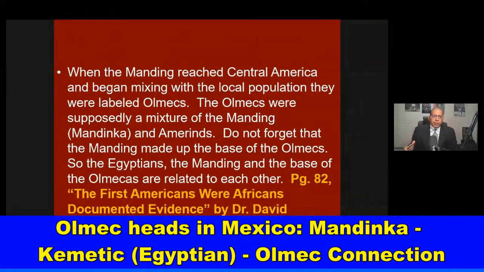When the Manding reached Central America and began mixing with the local population, they were labeled Olmecs, so a mixture of the Mandinka and other Indians or American Indians. Do not forget that the Manding made the base of the Olmecs. So he talks about this on page 2 of The First Americans Were Africans, Documented Evidence.